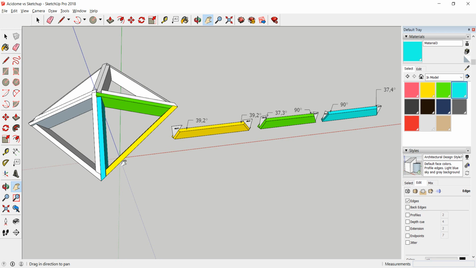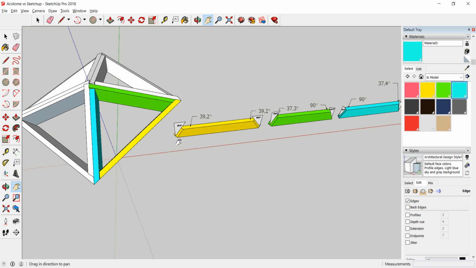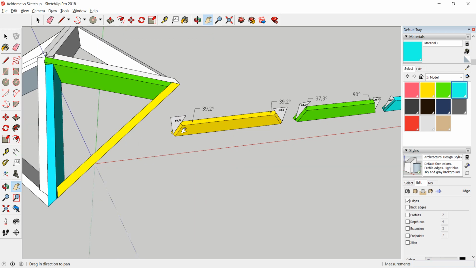We're going to start with the base. The base is yellow, and it's the same on both sides. It's 65.9 for the blade tilt, and for the angle of the miter saw, it's 39.2.